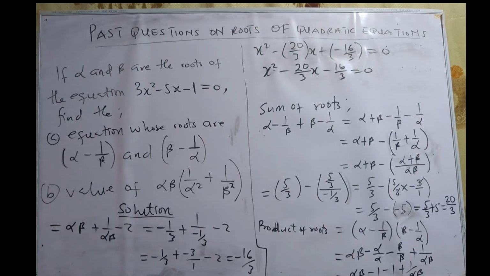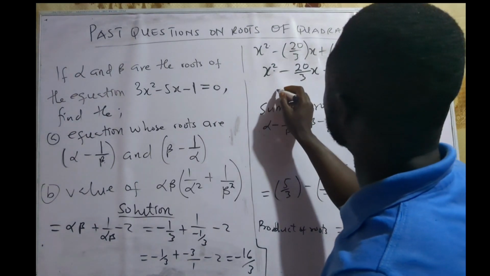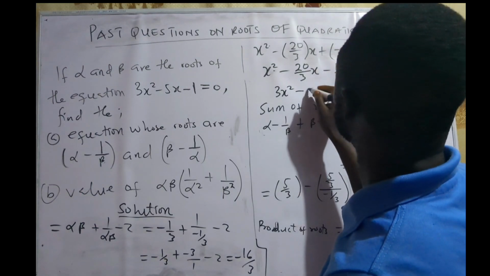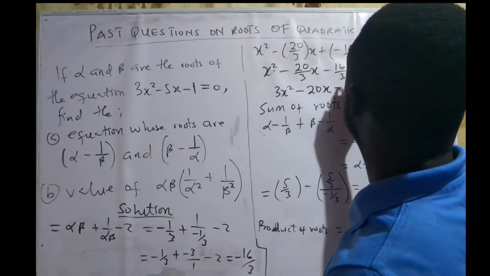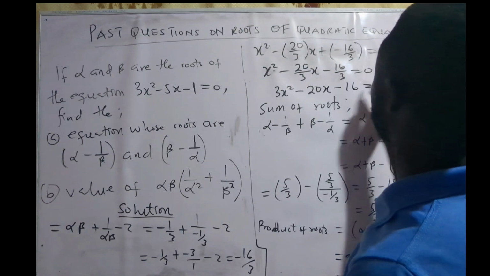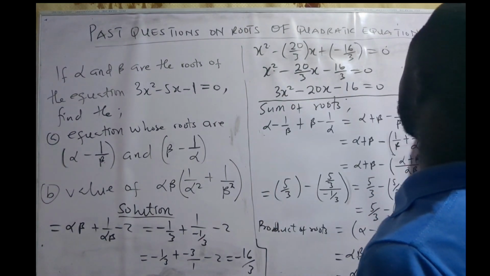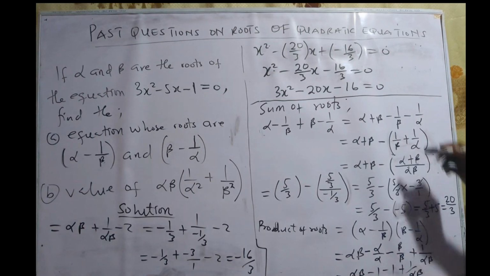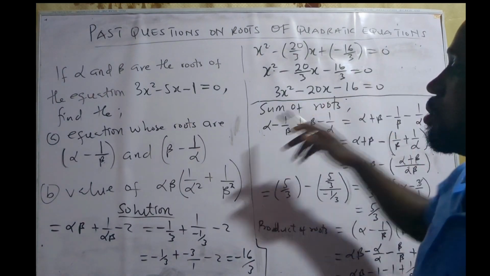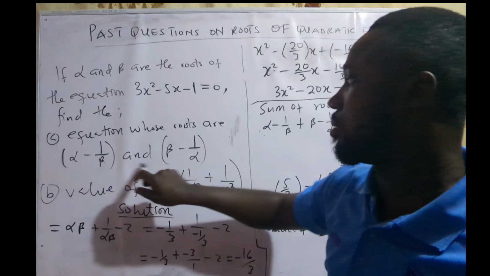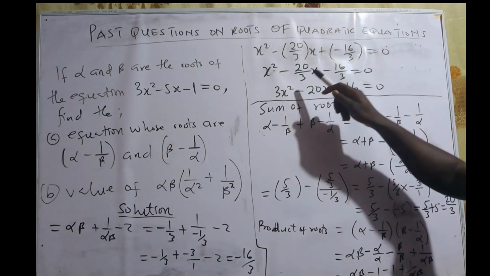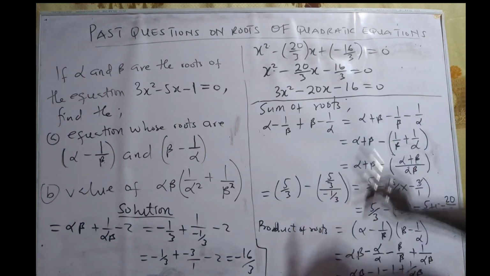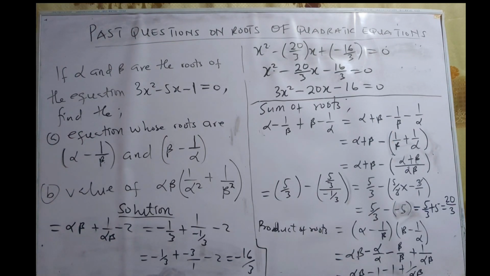So let's get rid of the denominator so that we can write the equation as 3x squared, multiplied by 3, minus 20x minus 16 equal to 0. So this is the equation whose roots are alpha minus 1 over beta and beta minus 1 over alpha. 3x squared minus 20x minus 16 equal to 0. Okay, so that is that.